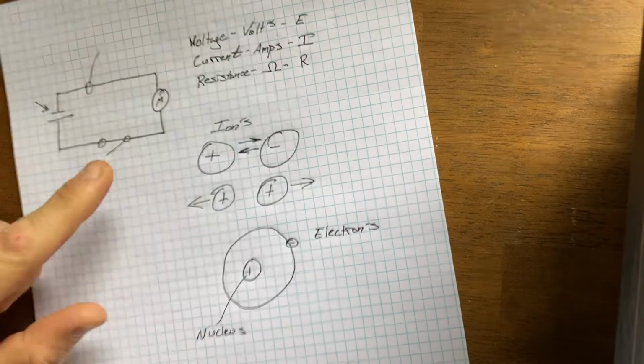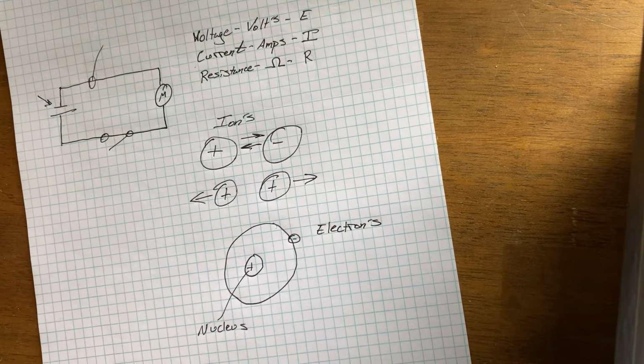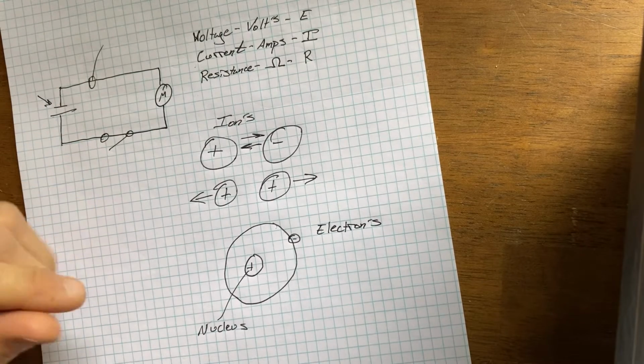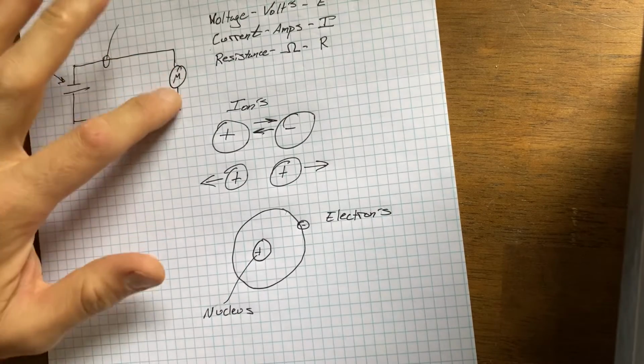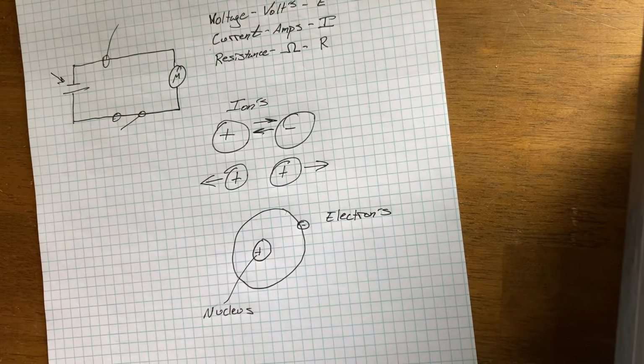Okay, so the flow of current is what actually does work, whether it's lighting a light bulb or turning a motor. It's the flow of current that allows that to happen.